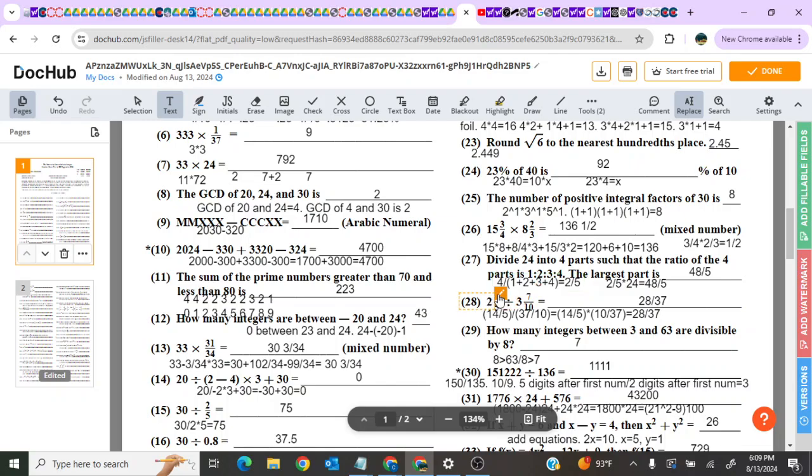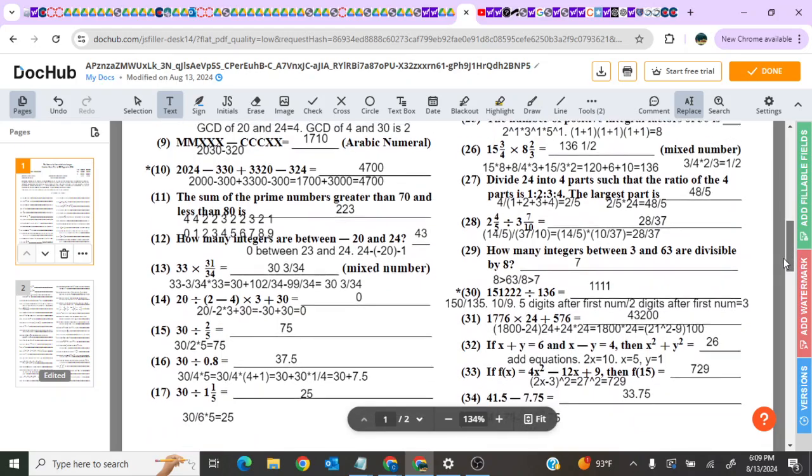28. Convert both of these to improper fractions. So 14 over 5 divided by 37 over 10. You're dividing by a fraction, so flip it. 14 over 5 times 10 over 37. 14 times 2 over 37. 28 over 37.